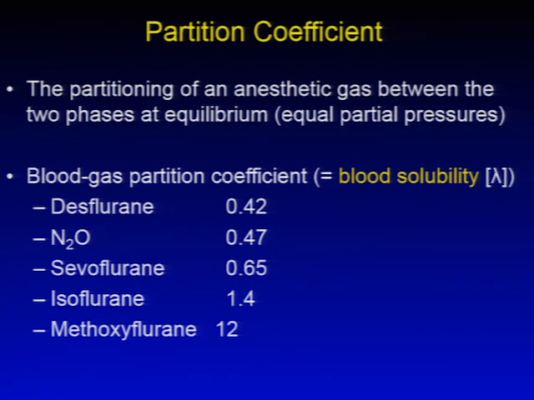So when you look at the blood gas partition coefficient of the various gases, you can see desflurane has the lowest number, and methoxyflurane the highest, which is 12. This means that desflurane has the lowest blood solubility compared to the other agents. Methoxyflurane in particular is notorious for its high blood solubility.